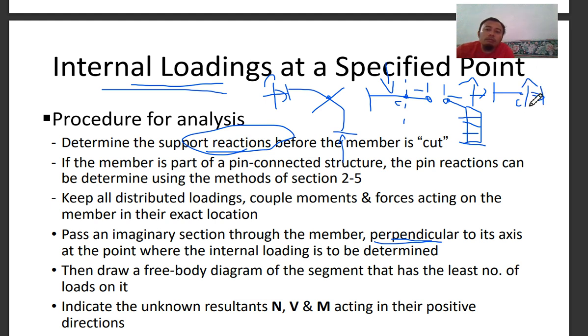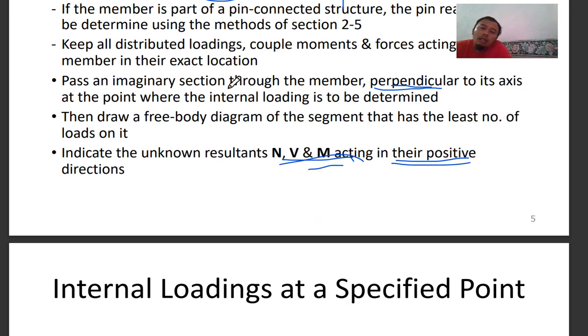whatever the direction is. And then indicate the unknown resultants. So indicate here which one is N, V, M, and so on. You indicate them acting in their positive directions. The first thing is when you want to assume, then you assume it is positive. Then only if the answer is negative, it shows that it is the other direction.